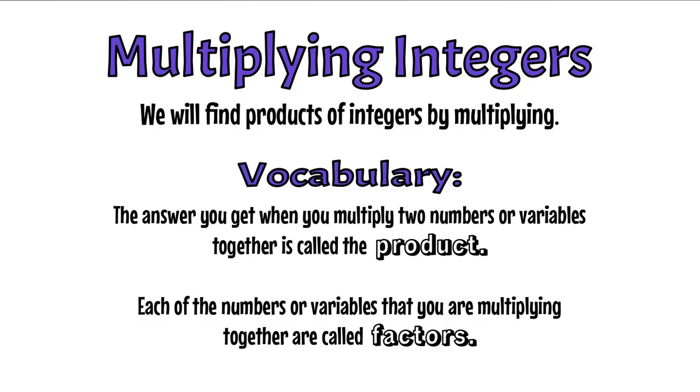In this video, we will find products of integers by multiplying. The answer you get when you multiply two numbers or variables together is called the product. Each of the numbers or variables that you're multiplying together is called a factor.